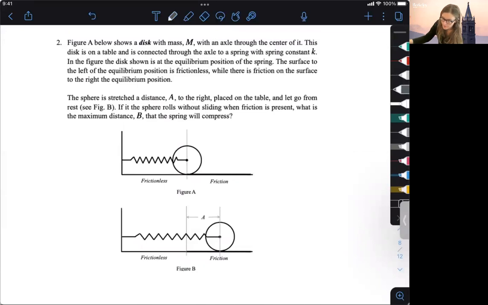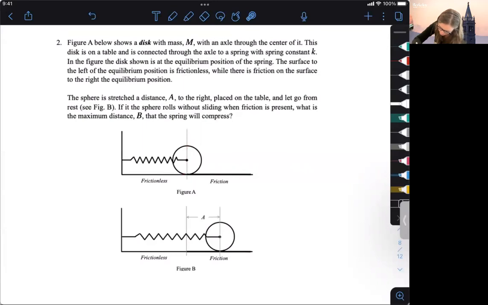Okay, so in this problem, we have a figure. There's a disk with mass m, and there's an axle through the center of the disk. So this disk is on a table and it's connected to the axle with this spring, and the spring has a spring constant k. So this is the equilibrium position, right? When a spring is at equilibrium, there's no energy. There's no potential energy from stretching it where it wants to get back to that original equilibrium position, and there's no potential energy from compressing it where it wants to get back to that initial equilibrium position. So it's at rest when it's at equilibrium, okay?